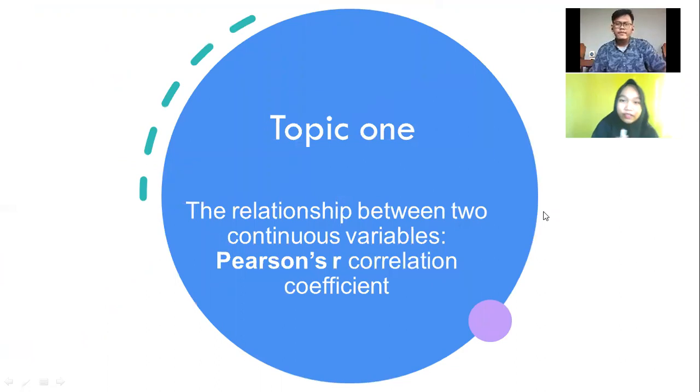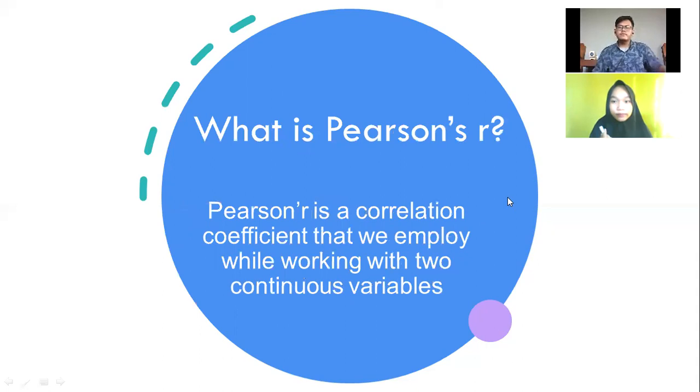Topic 1. The relationship between two continuous variables is Pearson's r or correlation coefficient. So, what is Pearson's r? Pearson's r is a correlation coefficient that we employ while working with two continuous variables.